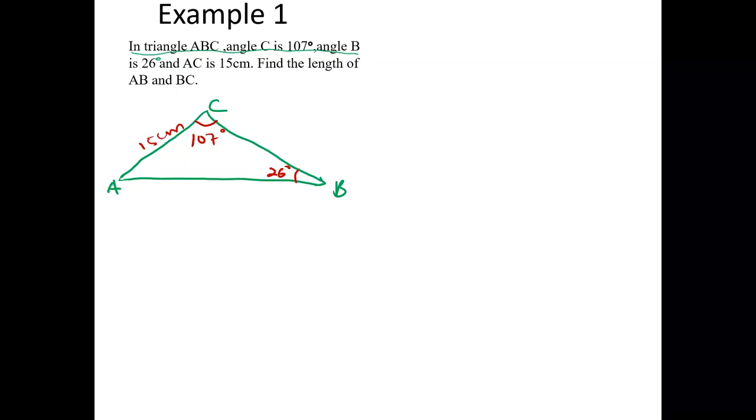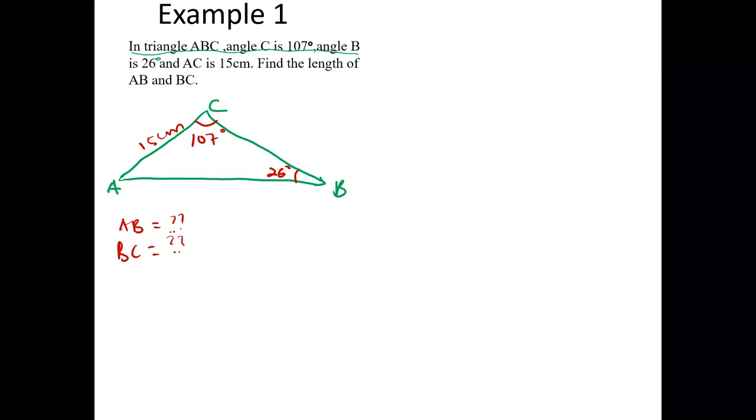Now they are asking us for side AB, that is our task, and also side BC. Ask yourself, what do I have? I have two angles and one side. We only use the cosine rule with two sides and the included angle. When having two angles and one side, you can use your sine rule.